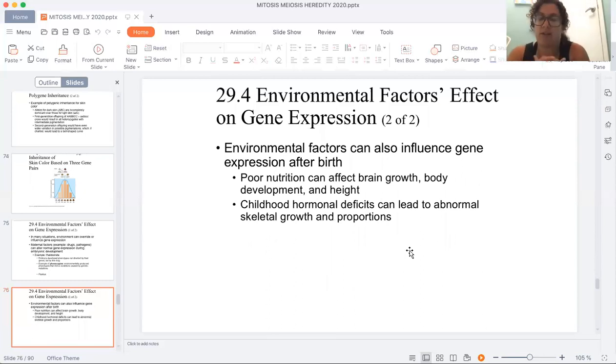And then other environmental factors that can affect gene expression are what we put into our bodies, nutrition, how we take care of our bodies, hello naturopathic medicine. These can all affect how things are growing. And also childhood hormone defects can also lead to these abnormalities. But it's a lot of, did we get clean water? Did we get clean air? Did we move our body? Did we get good nutrition? Those are things that affect how genes are expressed.